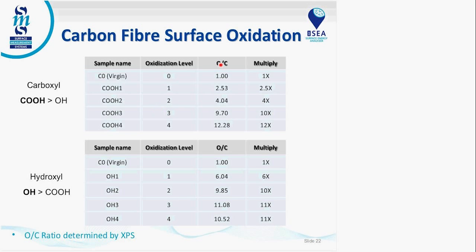This is the oxygen to carbon ratio, taking the virgin or untreated as a reference. So that's why you get 1 for the virgin sample, and the other ones are taken relative to the untreated or virgin sample. As you treat them more aggressively, you increase the oxygen to carbon ratio, both for carboxyl and hydroxyl oxidation, determined by XPS.